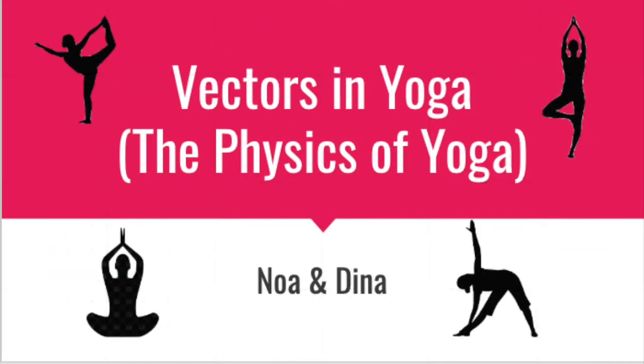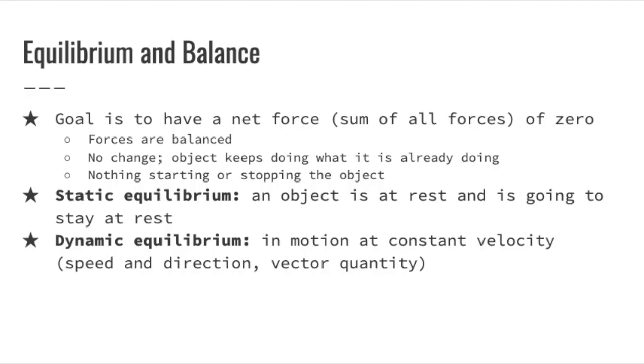Vectors in yoga. The first important concept to understand is equilibrium and balance. The goal of equilibrium is to have a net force, the sum of all forces, equal 0. The forces must be balanced, there can be no change, the object keeps doing what it is already doing, with nothing starting or stopping the object. There are two different types of equilibrium. Static equilibrium is when an object is at rest and is going to stay at rest. And dynamic equilibrium is an object in motion at a constant velocity, which is speed and direction, and a vector quantity. In yoga, most of the time, we're in static equilibrium.